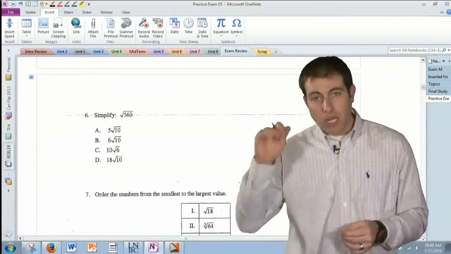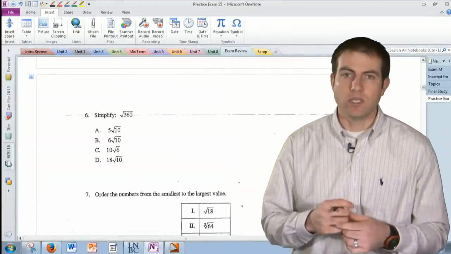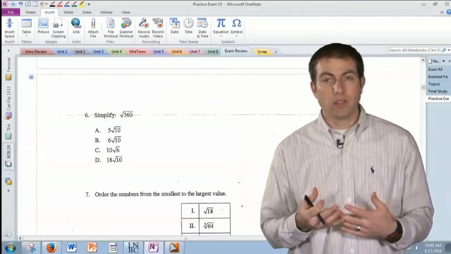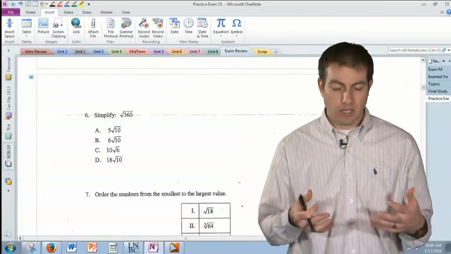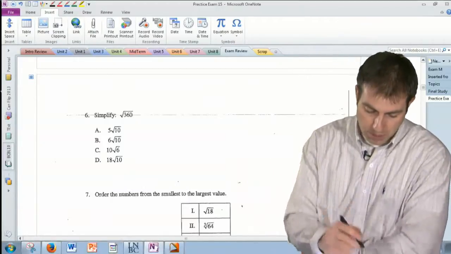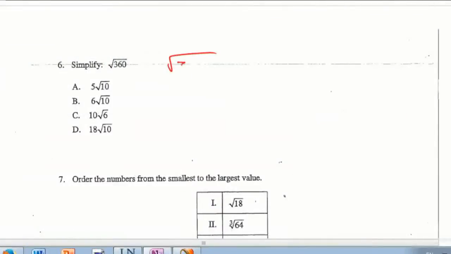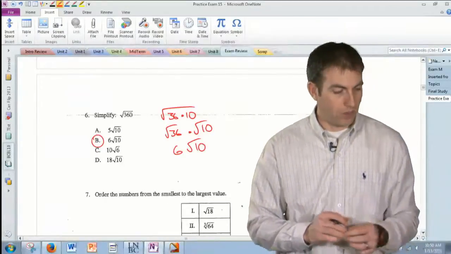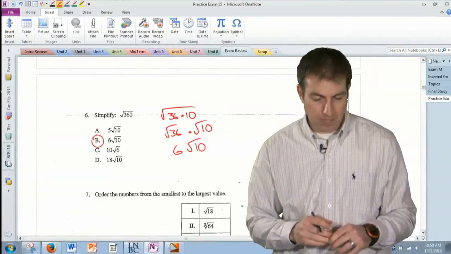So the little light bulb should go off in your head when you see a number like 36. And you think, 36, that's special, it's a perfect square. So what am I going to break down my square root into? Well, I'm going to break it down into 36 times 10. So I'm going to have the square root of 36 times the square root of 10, and the square root of 36 is 6 times root 10, which is my answer. So they've picked a perfect square for you. And whether you recognize it or not, that is what it is.